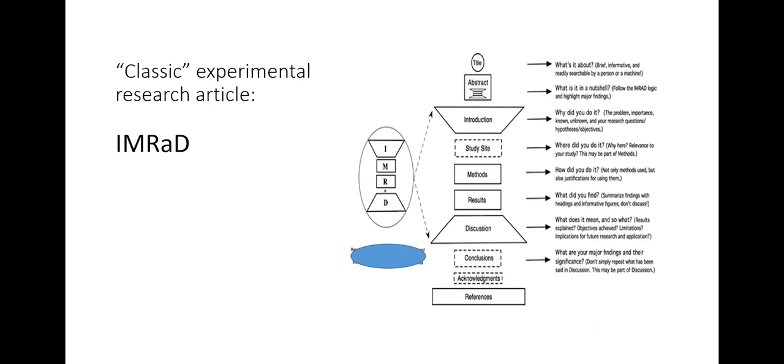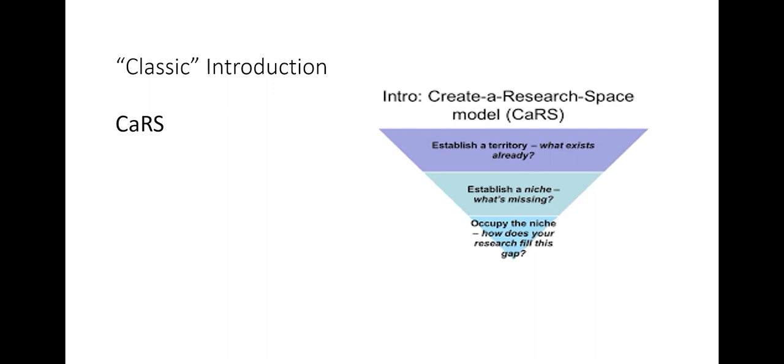Okay. Another chart that I'm going to show you is the classic introduction, which I've mentioned before. This is called CARS, creating a research space. Again, here it's a triangle. Establish a territory, what exists already. This is your literature review. As you talk about different articles, you get closer to research that's very close to yours, but there's something missing. Then the next step: establish a niche. What's missing? All of this work has been done already.